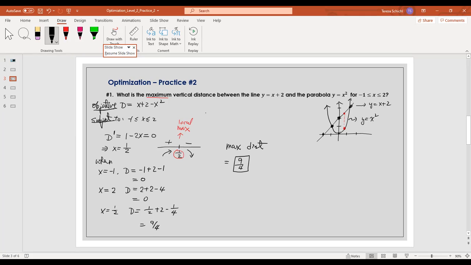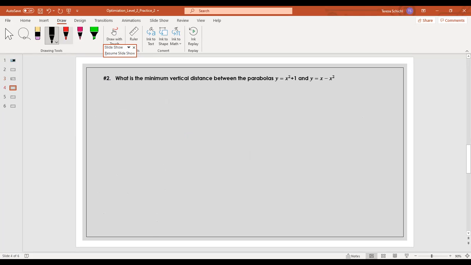Okay, so now let's take a look at our next problem. The next problem is what is the minimum vertical distance between the parabolas here? Okay, so now let's just do like we did before. Maybe it's easier, let's try to graph it. Y equal to x squared plus 1. So it will be some curve like this, right? So this is y equal to x squared plus 1.